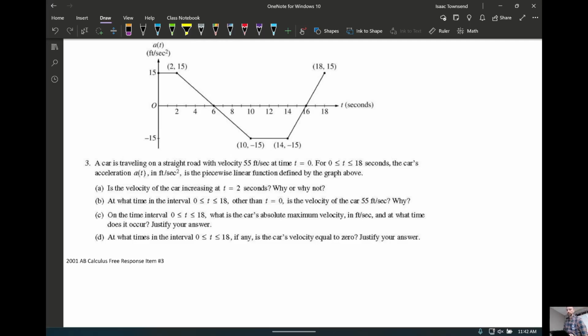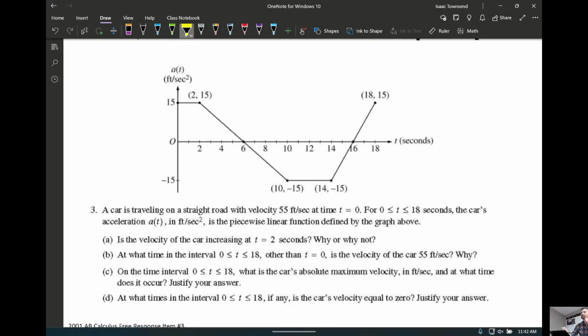But what they ask you to do in this question is pretty commonly asked in these questions. All right, so notice right here we have an acceleration graph. You have to be paying attention to this. And then, go ahead and read the directions there and read part A. I just want you to see what your gut would tell you.